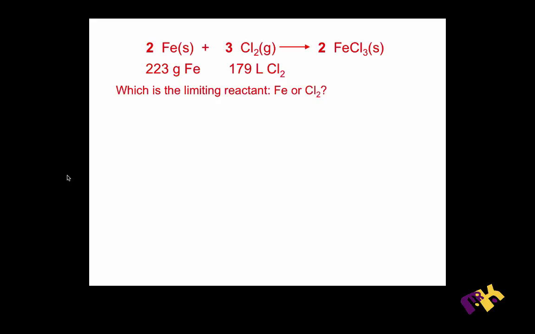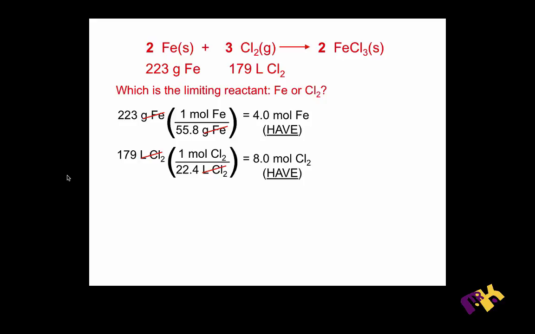All right, so in this example then, determine which is the limiting reactant, iron or chlorine. So we did that. Remember, this is a volume of gas, so we would use molar volume to convert to moles. Okay, so we're going to divide each by the coefficient, and we find out that iron actually comes out slightly less, so iron would be the limiting reactant.